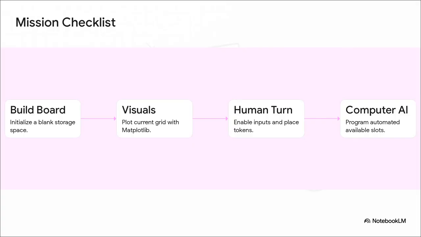To structure your project, here is your final mission checklist. Step 1. Initialize your 3x3 blank matrix storage space using 0 variables. Step 2. Create your visual renderer by plotting the grid states with matplotlib. Step 3. Build your human turn input handler. And finally, Step 4. Design and program the automated computer actions.